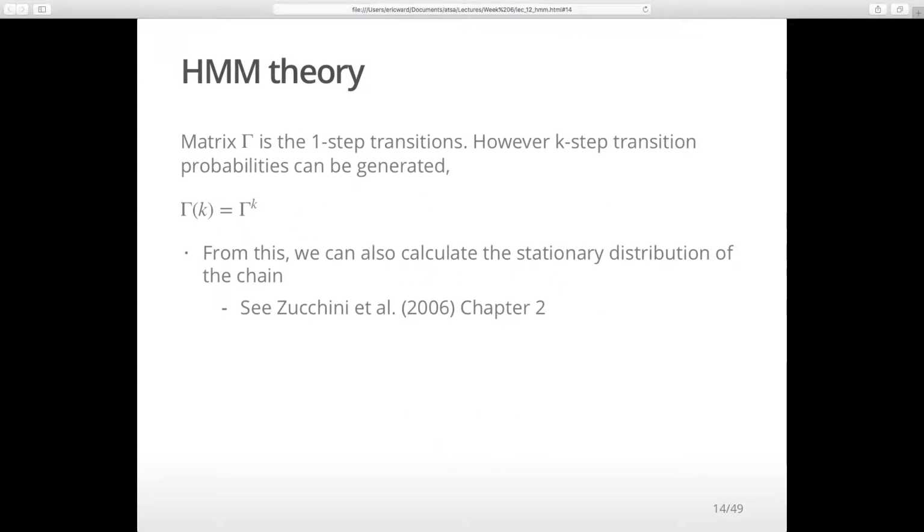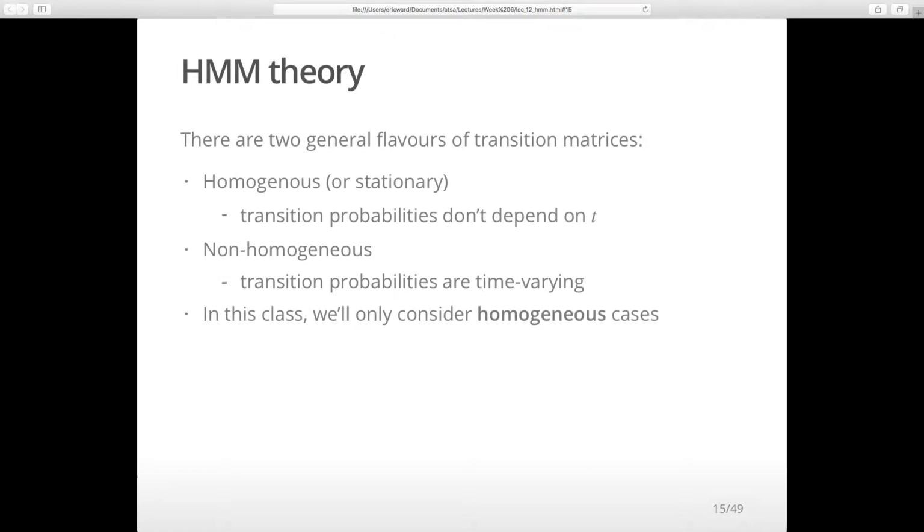Okay, so our matrix is the matrix of the one-step transitions. Given this matrix, we can summarize what the probabilities are k steps in the future using the k-step transition matrix, by just exponentiating our original matrix of transition probabilities. And from this, we can also calculate what's known as the stationary distribution of the Markov process.